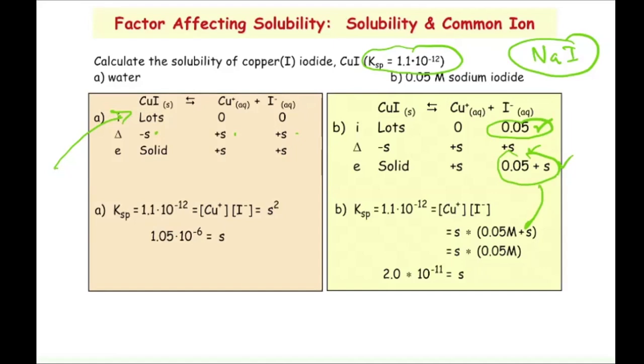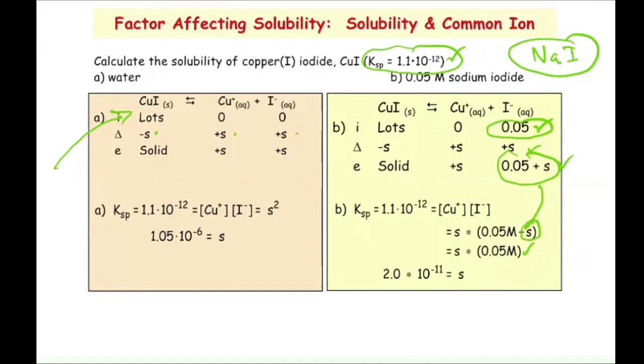And what you need to do is make that assumption, since this number is so small, not much of it goes into solution. If not much of it goes to solution, then it's not going to add very much to 0.05. That's the key. If it doesn't add very much to 0.05, then that simply means that your equilibrium concentration is also 0.05. That's what we have right here. We can assume that S is very small compared to 0.05.